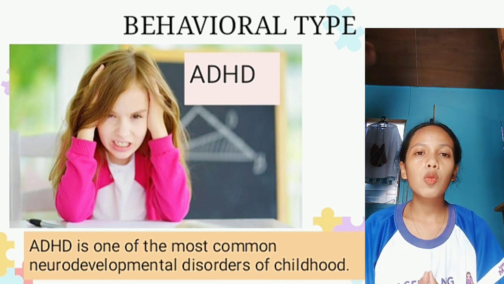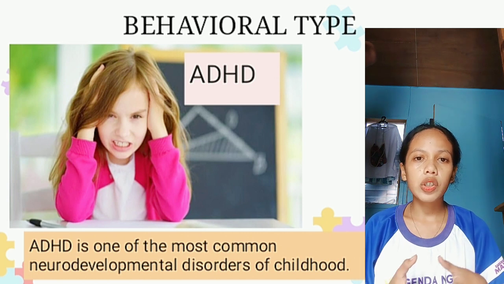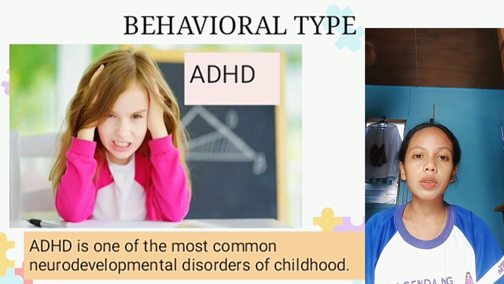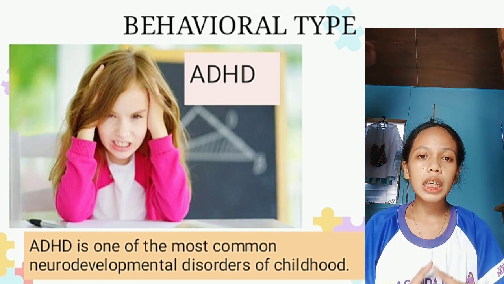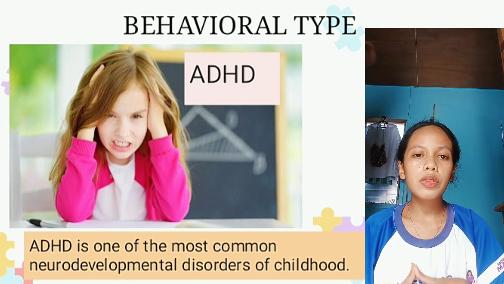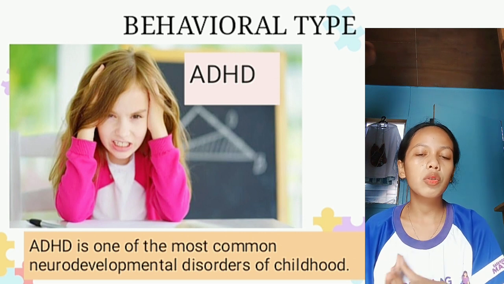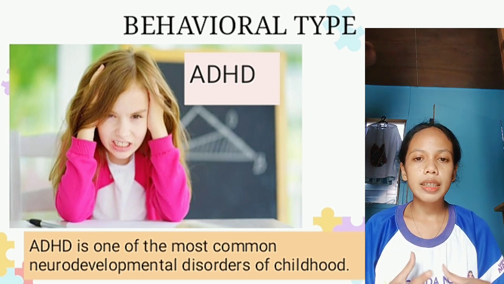ADHD is one of the most common neurodevelopmental disorders of childhood. It is usually first diagnosed in childhood and often lasts into adulthood. Children with ADHD may have trouble paying attention and controlling impulsive behaviors. They may act without thinking about what the result will be or be overly active.